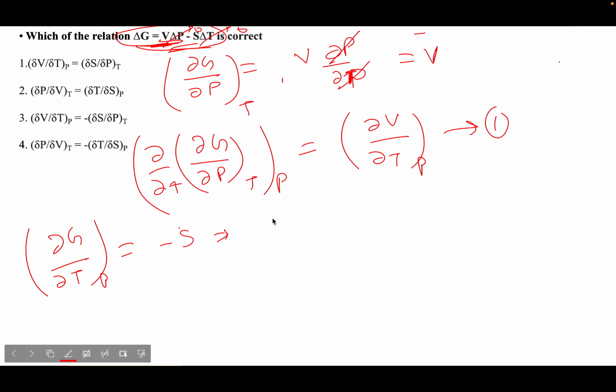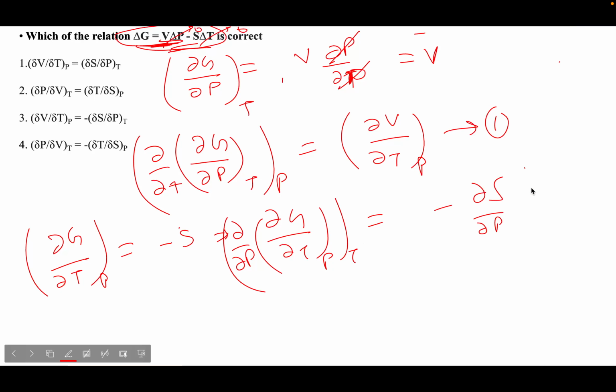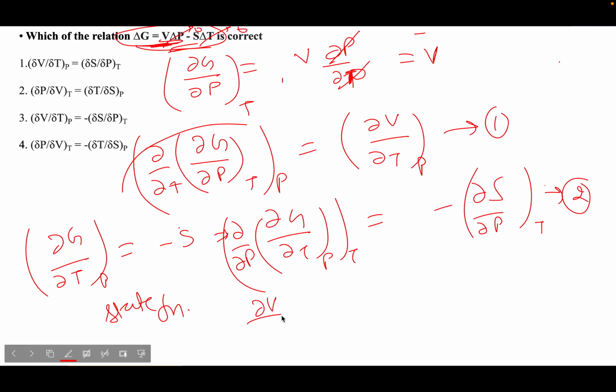Now differentiate this one with respect to pressure at constant temperature. So this will give ∂S/∂P at constant temperature. This is equation number 2. And since we know it is a state function, both equations 1 and 2 are equal. So left hand side is equal, then right hand side will also be equal. So this will be giving ∂V/∂T at constant pressure is equal to minus ∂S/∂P at constant temperature.